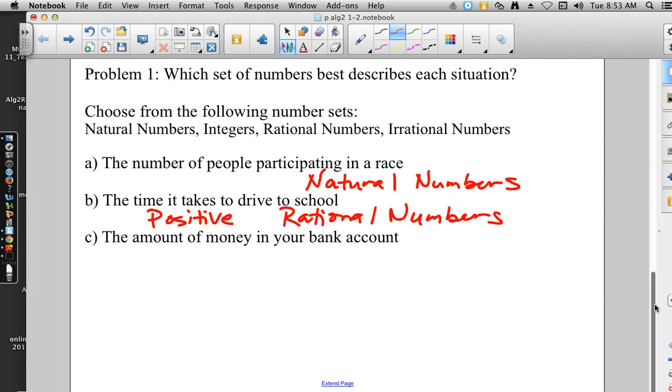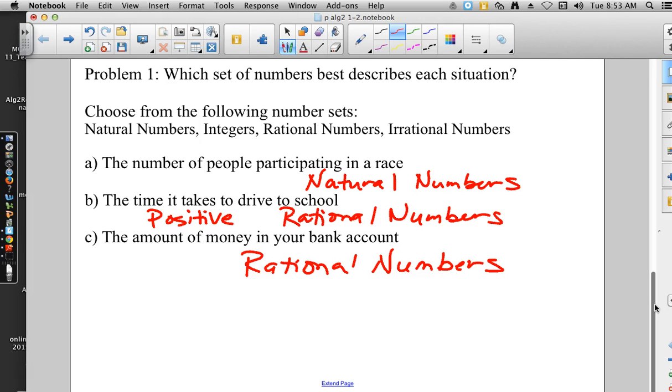Well, the amount of money in your bank account. All right, well, it is $1, $2, $3, but can I have a portion of $1? And you realize, of course you can. You know, that's when you're talking about how many cents you have. So these would, again, be something that we could write as rational numbers.